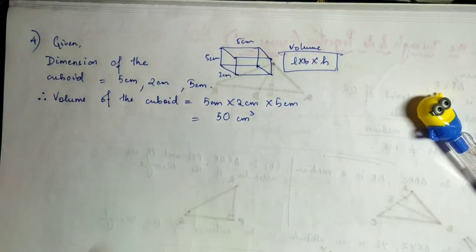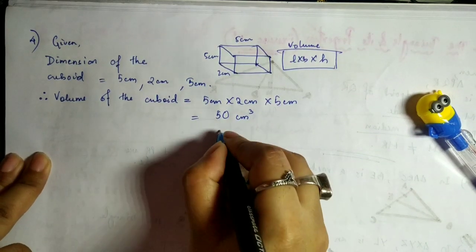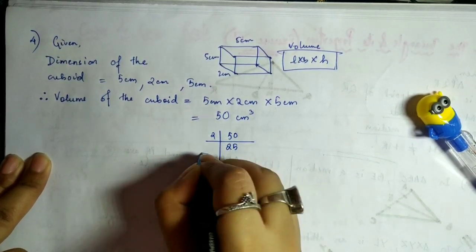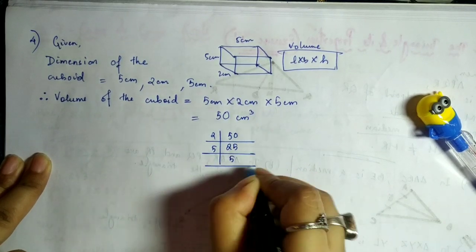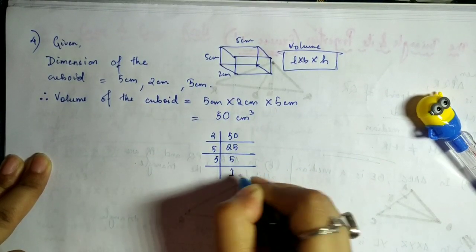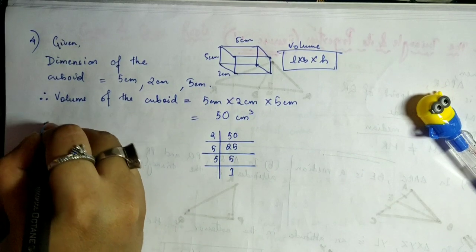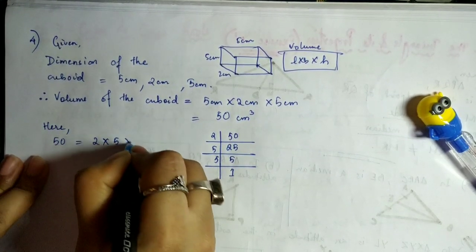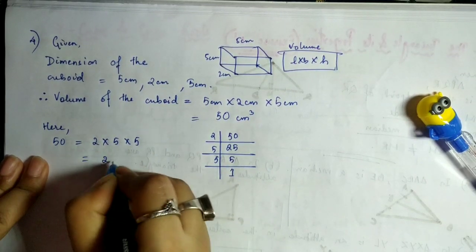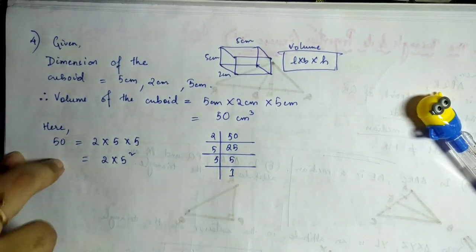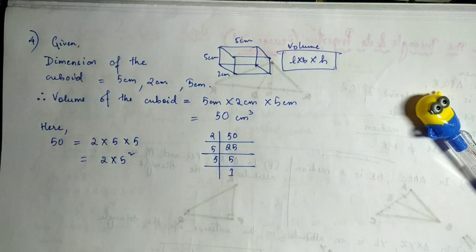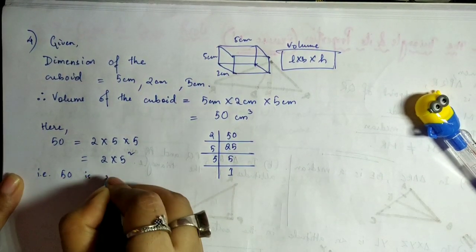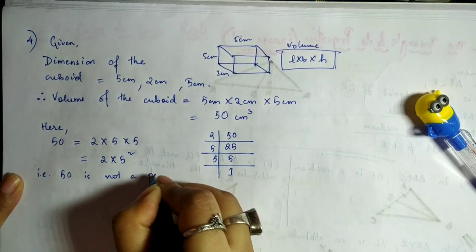Now the number that we have got, I'll try to factorize it. 50: 2, 5, 5 and 1. You will understand why I have done this. Now here 50 is equal to 2 into 5 into 5. So it's 2 into 5 square, and this particular number is not a perfect cube. That is, 50 is not a perfect cube, right?